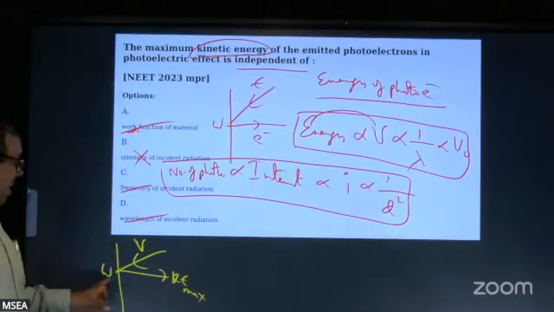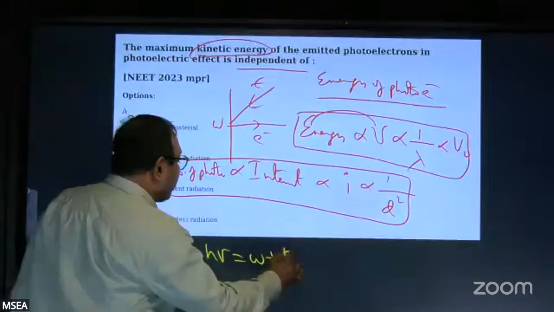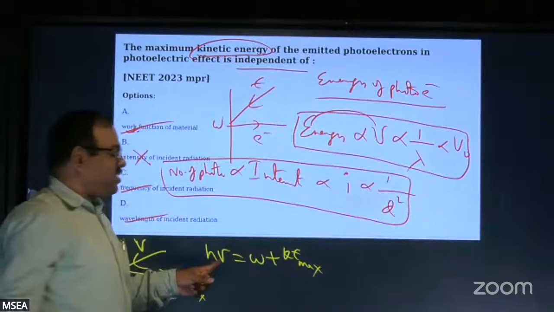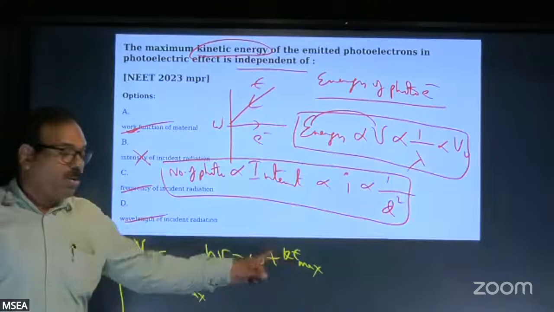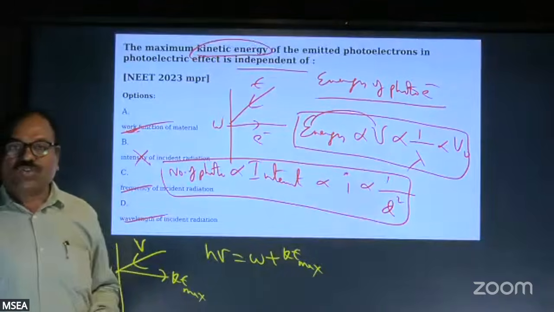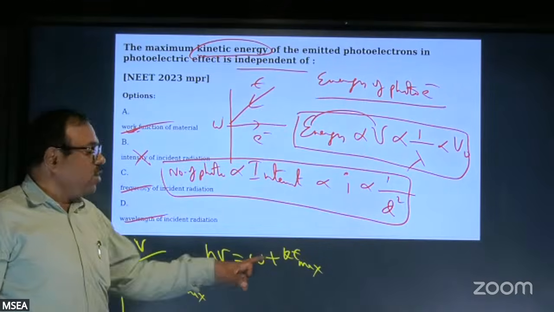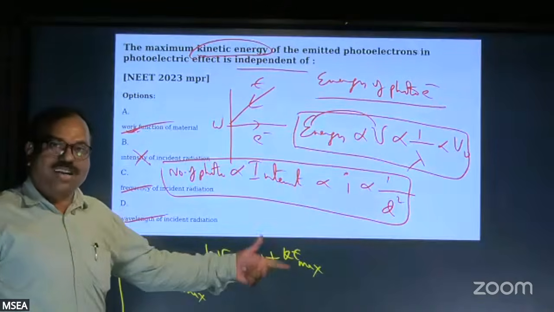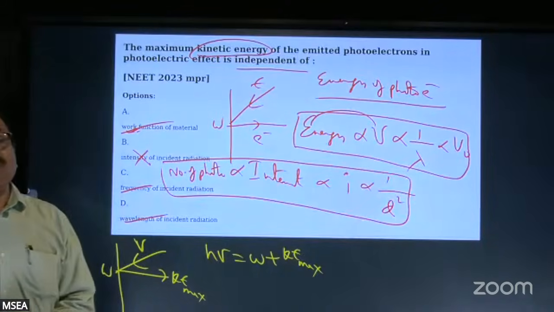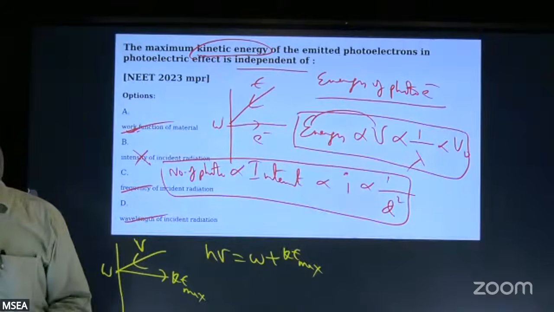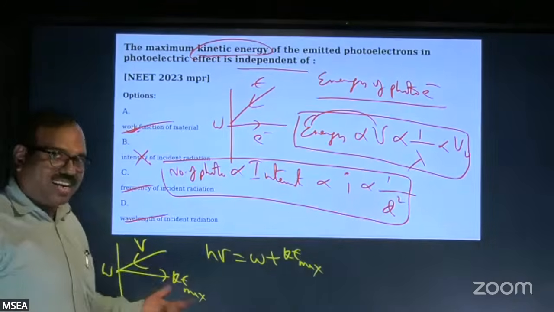Not directly, it is not related like that, because h nu is equal to W plus KE max. As the frequency is doubled, we cannot directly say the kinetic energy is doubled, because the work function is there. So that's why you have to remember. If the frequency is doubled, what happens to the kinetic energy? It is more than doubled. That you must remember: it should be more than doubled.